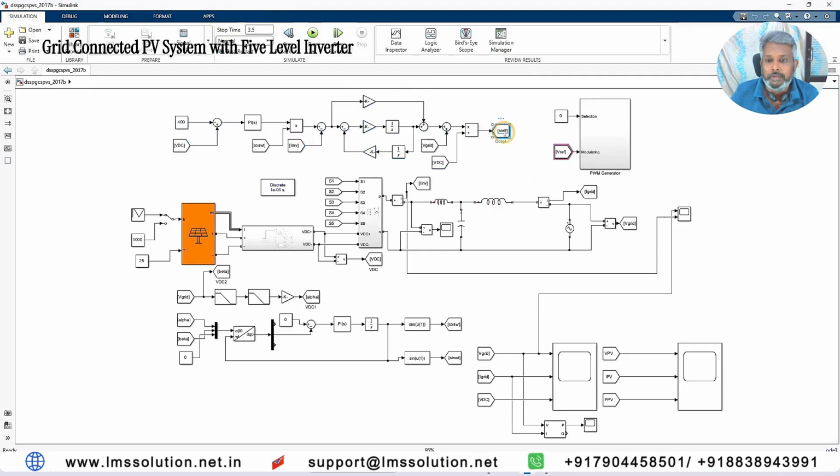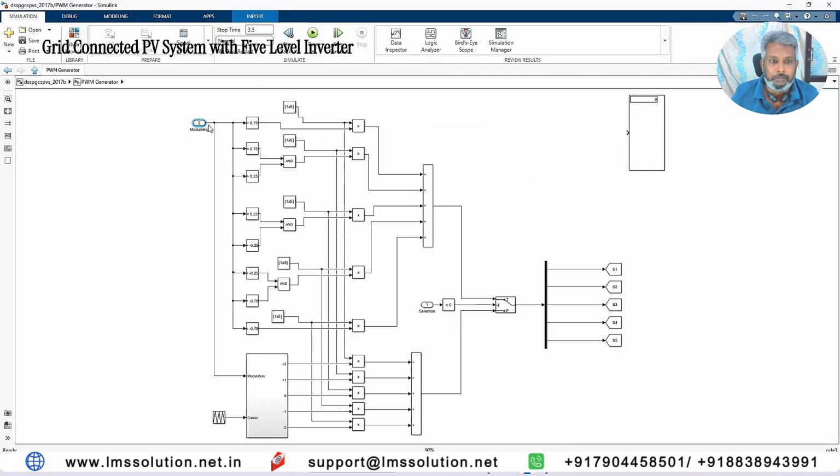The reference will be processed here. We are comparing with different levels: 2 levels on the positive side and 2 levels on the negative side. Another level is the 0 level. In total, we will get 5 levels. So finally, here we are getting the switching pulse.